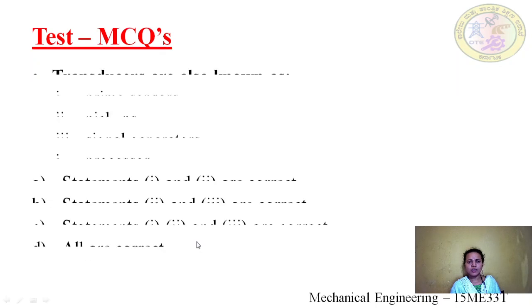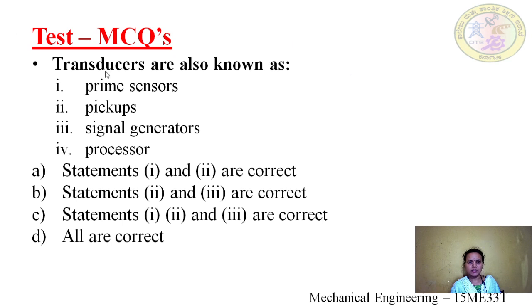We'll go to the next question. The next question is, a transducer is also known as. Number one, prime sensors. Second, pickups. Third, signal generators or processor. So what do we call a transducer, what is another name of a transducer? Option A, statements 1 and 2 are correct. That means, they are called as prime sensors and pickups.